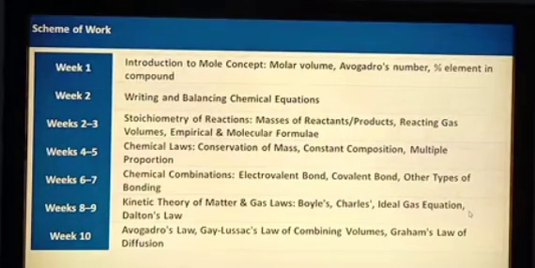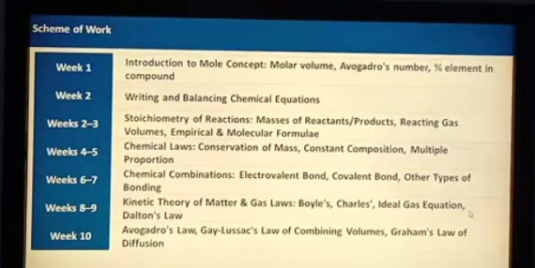percentage element in compound. Week 2, we have writing and balancing chemical equations. Week 3, still in that week 2 and into week 3, we'll be looking at stoichiometry of reactions, where we have masses of reactants and products, reacting gas volumes, empirical and molecular formula. Then in week 4 to 5, we'll be looking at chemical laws, under which we have conservation of mass, constant composition, multiple proportion. And then in week 6 to 7, we have chemical combinations: electrovalent bond, covalent bond, and other types of bonding.